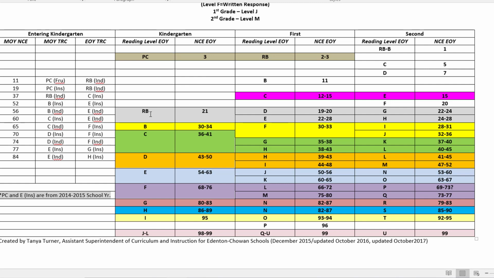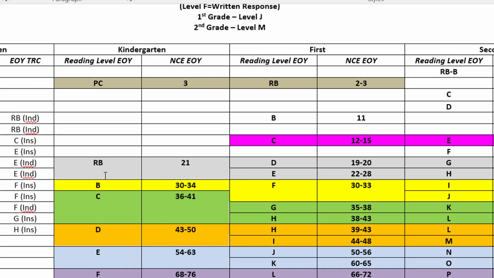At the end of kindergarten, this group of students scored an RB that equated to a 21. Well, if I want this group of students to maintain their position of achievement in comparison to students just like them across the state of North Carolina, I would expect them to maintain that 21 at the end of first grade. Well, after going through that diagnostic report in each grade and grade level, I found out that this range contained the score of a 21.